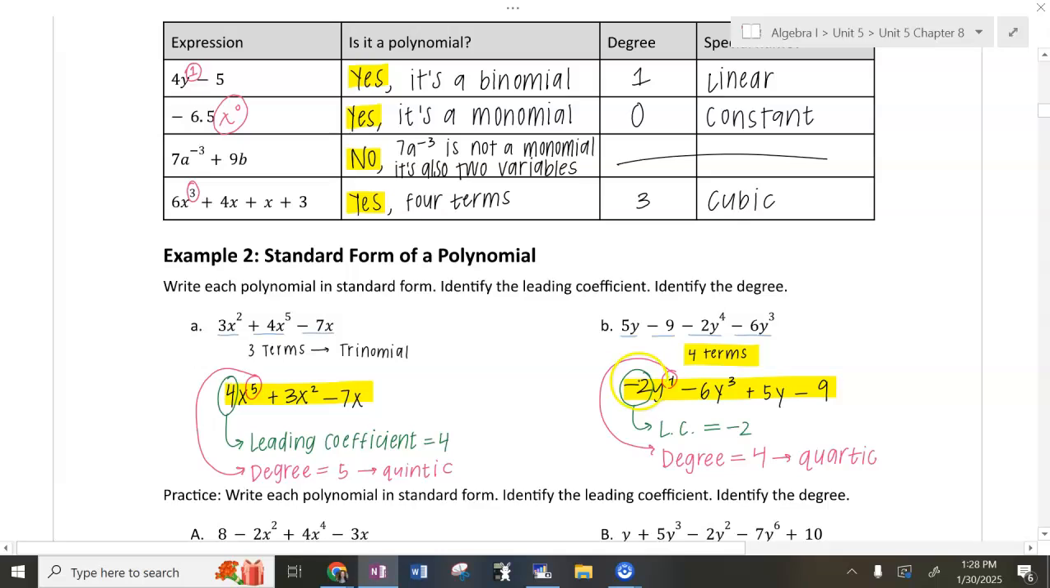Now that it's in standard form, the first coefficient is called the leading coefficient. You can abbreviate that if you'd like, and it's a negative 2. And then the degree is the highest power, which should be first in standard form, degree 4. Its special name would be quartic.